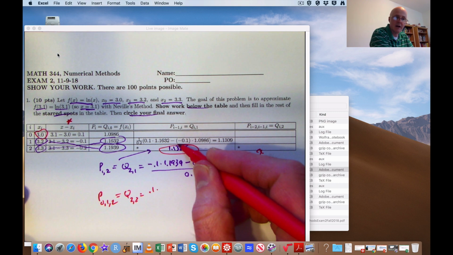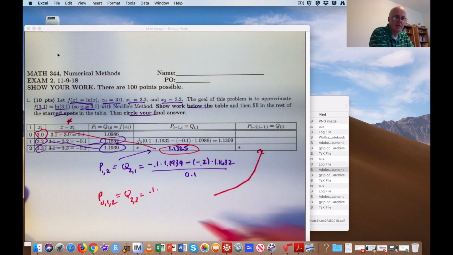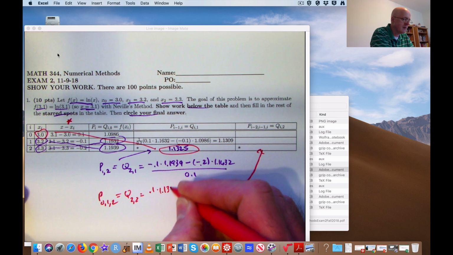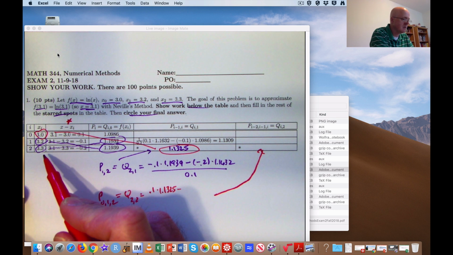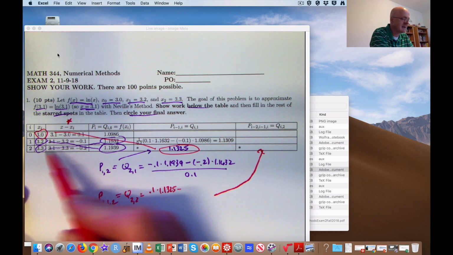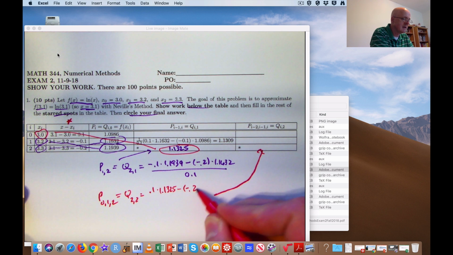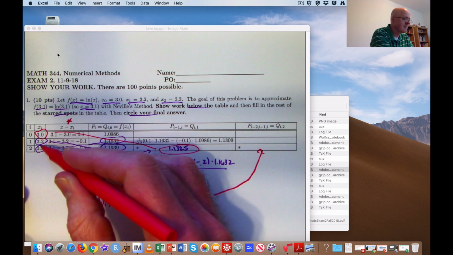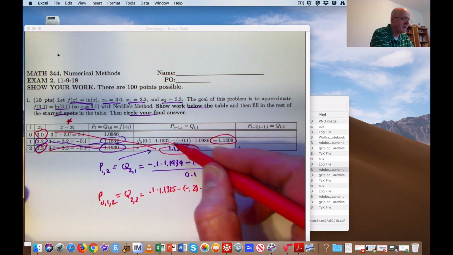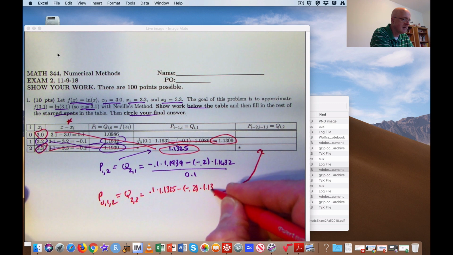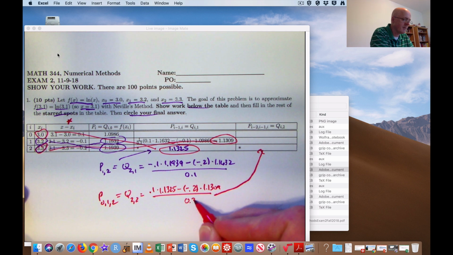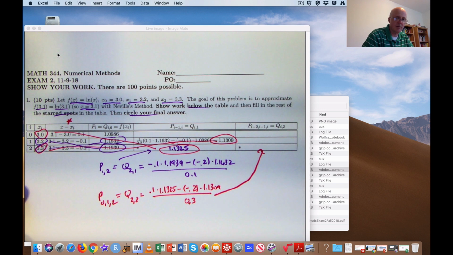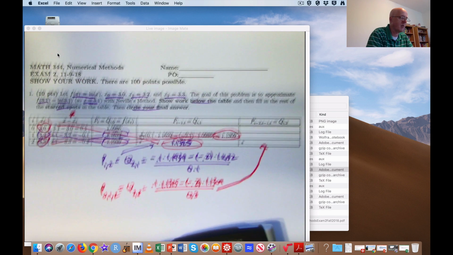Times the number we just figured out, 1.1325, minus x minus x2, 3.1 minus 3.3 is negative 0.2, once again, times this number, 1.1309, all divided by x2 minus x0, which is 3.3 minus 3, 0.3. So this should also be close to 1.13 and hopefully even closer to the natural log of 3.1.